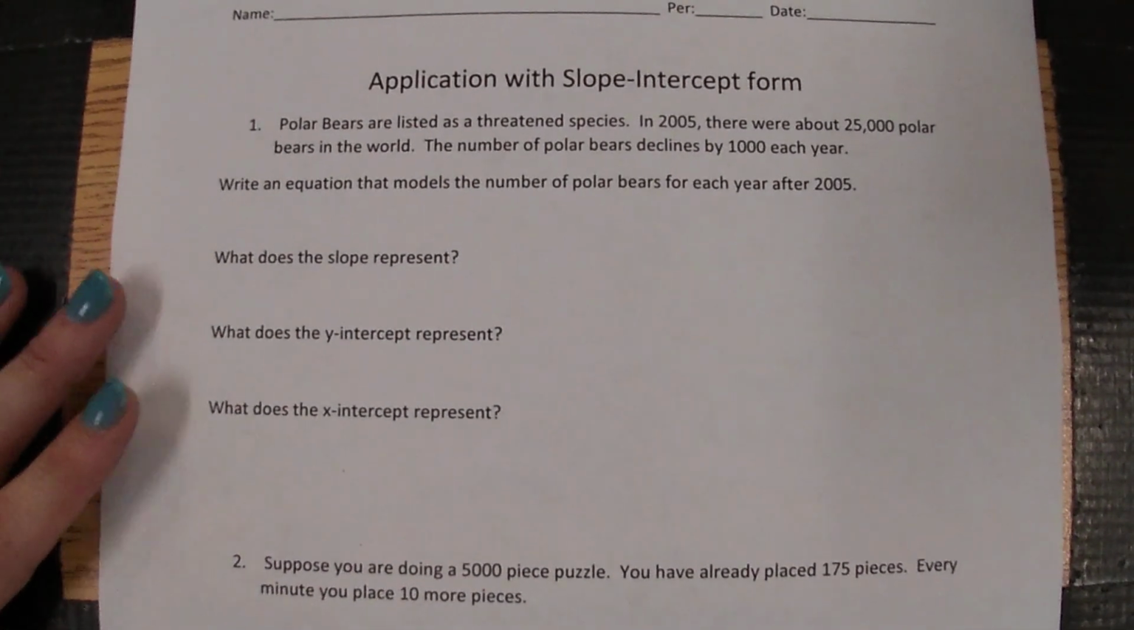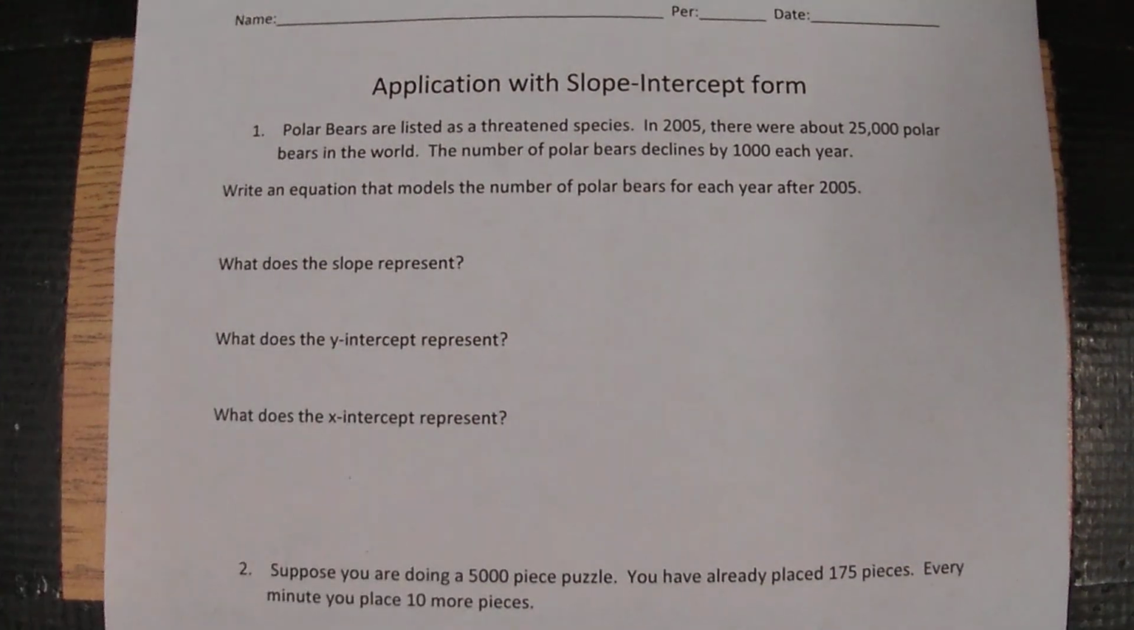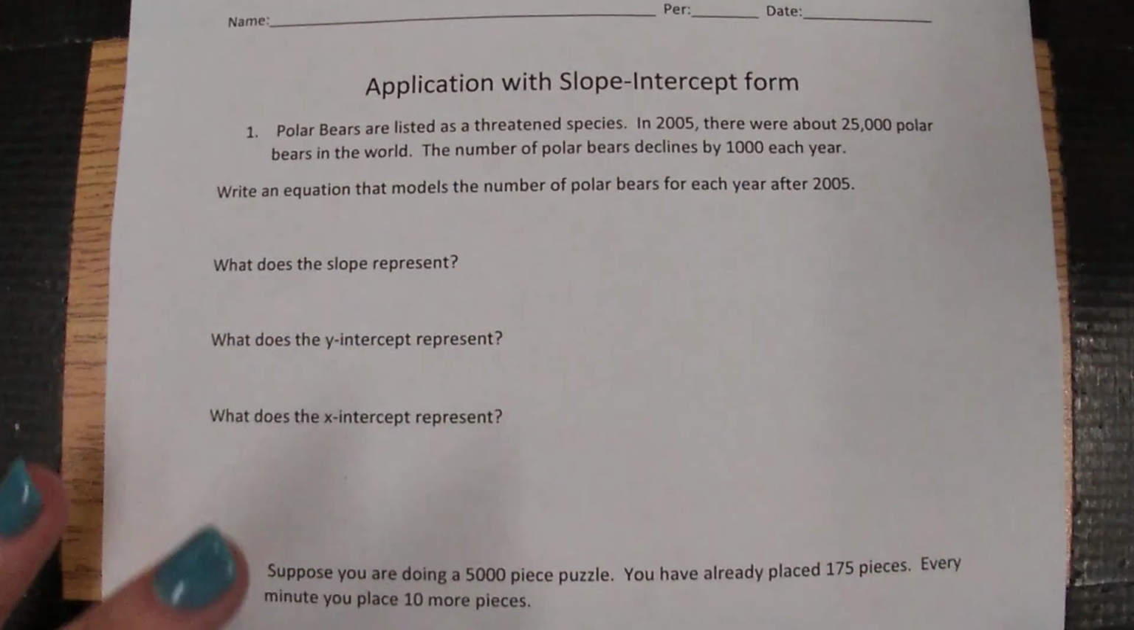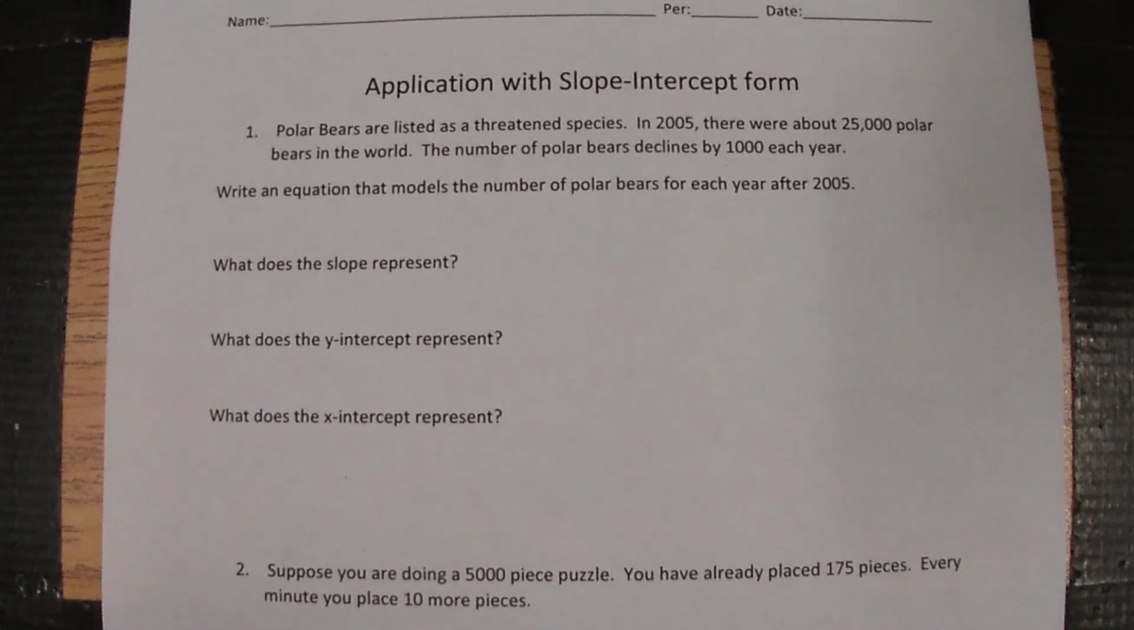So if we look at this first problem up here, polar bears are listed as a threatened species. In 2005, there were about 25,000 polar bears in the world. The number of polar bears declines by 1,000 each year. You do not need to write all of those down. Instead, I want you to just be thinking about what we can do with this and how we can connect it to all of the options that we've talked about.